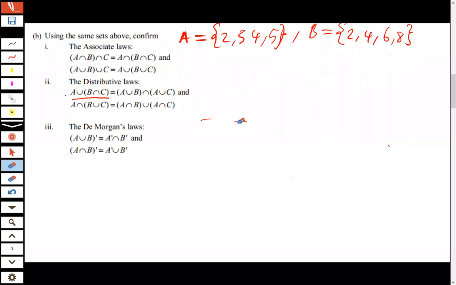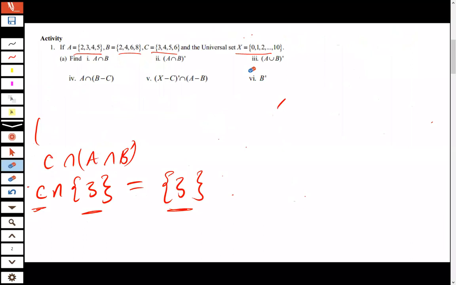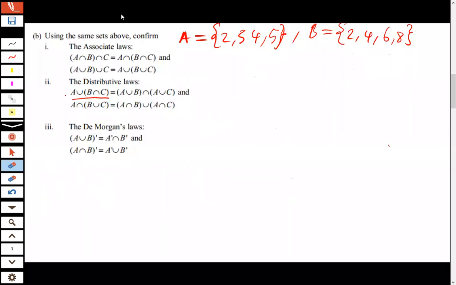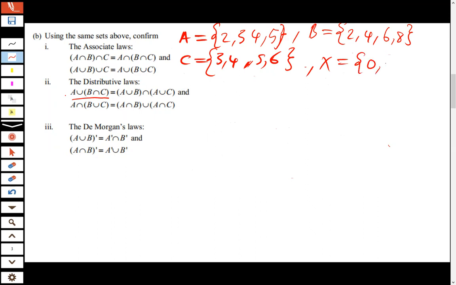And then C is 3, 4, 5, 6. So that is our C. So from there, we can now prove De Morgan's law. The universal set X is simply numbers from 1 to 10.